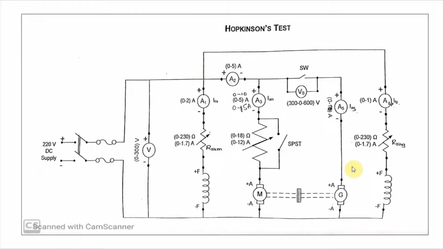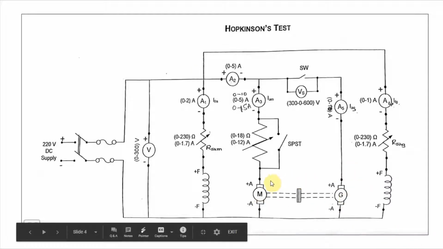So this is the circuit connection. It is a full load test and it requires two identical machines which are coupled to each other both electrically as well as mechanically. So out of these two machines, one machine is operated as DC motor and the second machine is operated as DC generator. So here one machine acts as a load on the second machine. So that is the reason why we call it as back-to-back test.